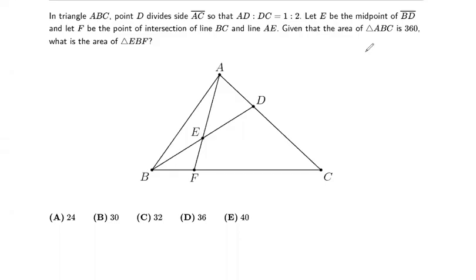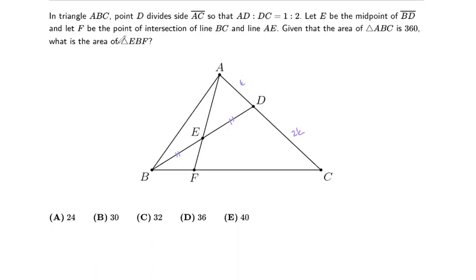Okay, everyone. So this is 2019 AMC 8, number 24. So we have a triangle, and then we are given some ratios. AD to DC is 1 to 2. So let's call this 1K, and that means this is 2K. And E is the midpoint. So this guy is the same as this one.